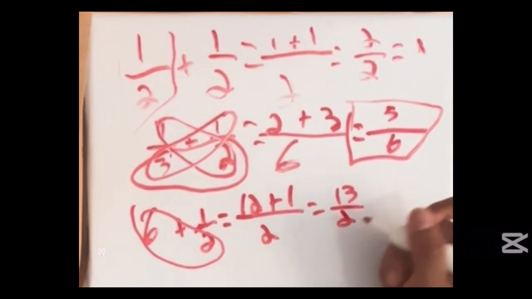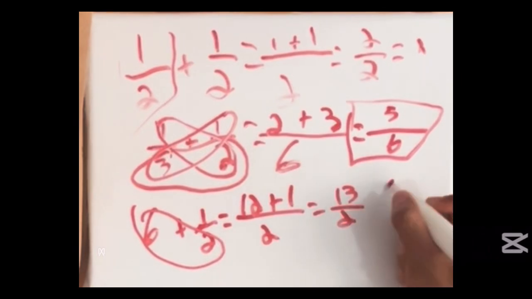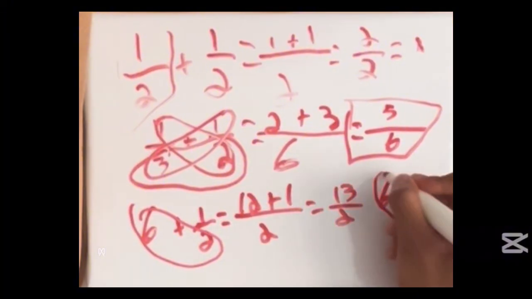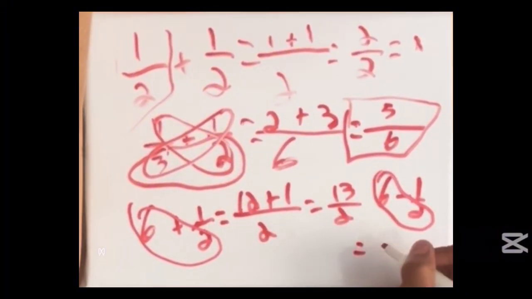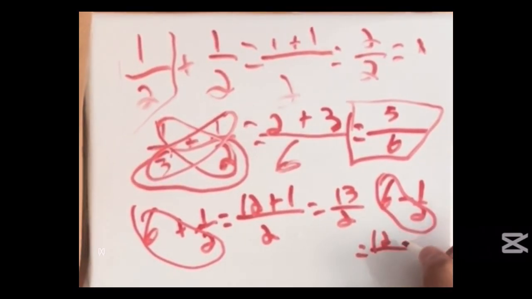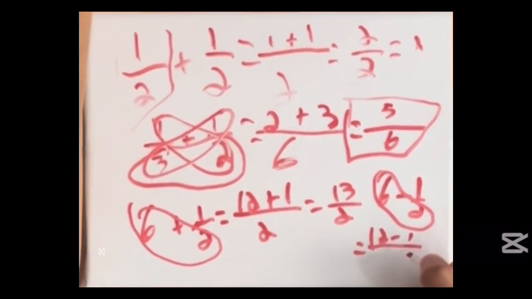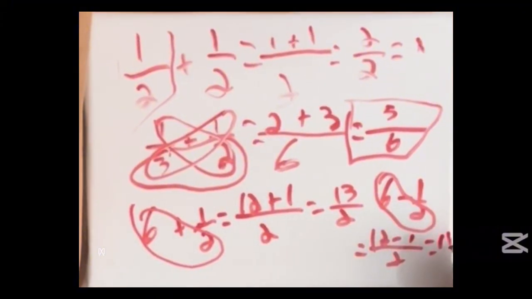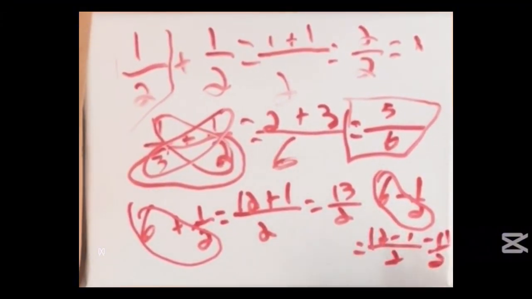And it would be exactly the same if I was to do 6 minus 1/2. I would just multiply 6 times 2, which will be equal to 12, and I'll just keep the subtract sign here, just minus 1/2, which is 11/2. So this is the basic.